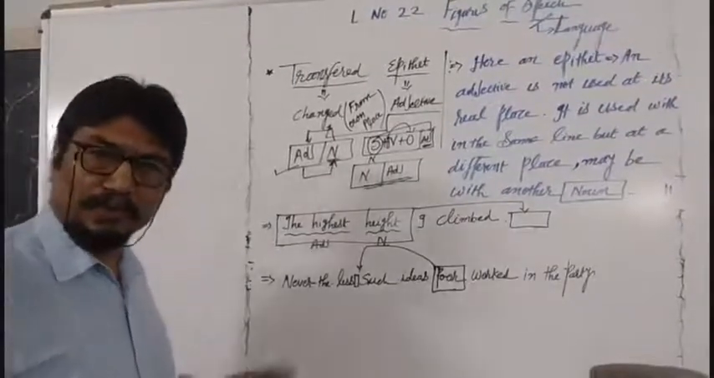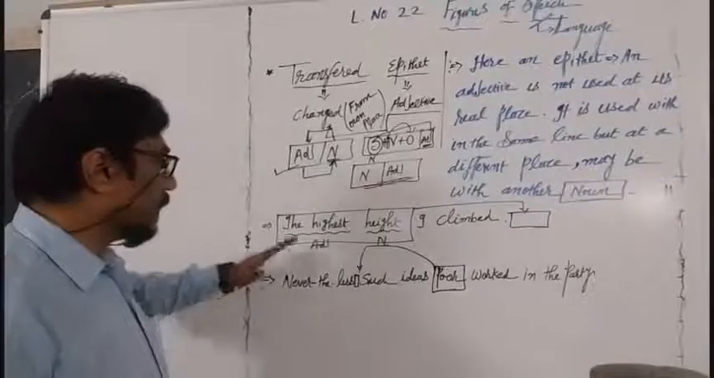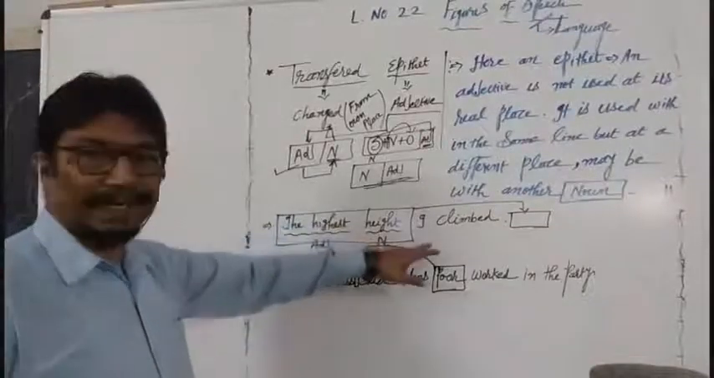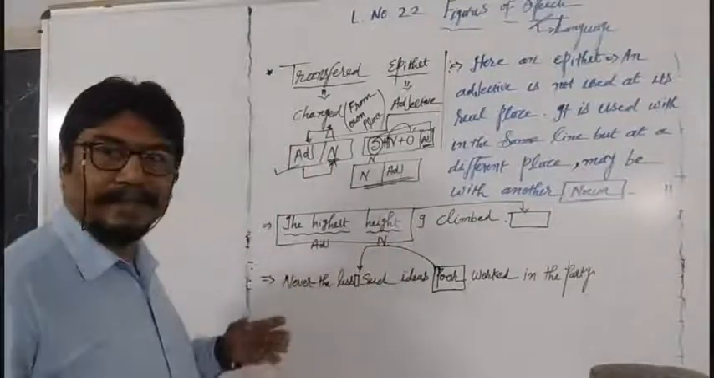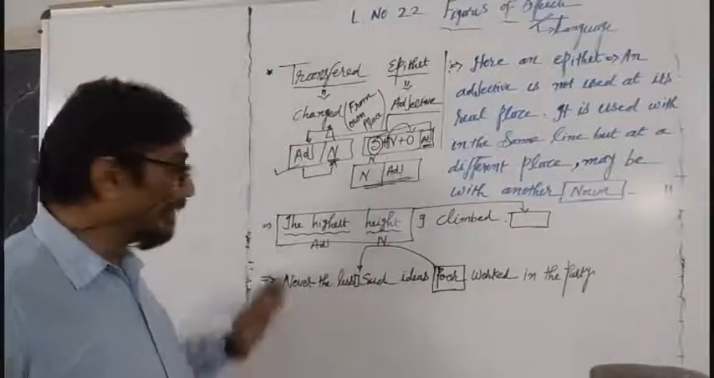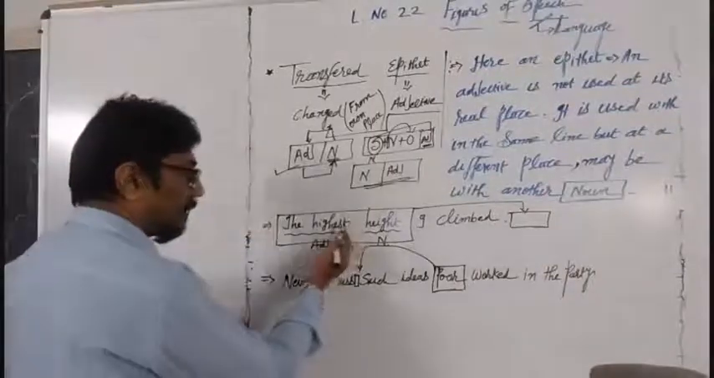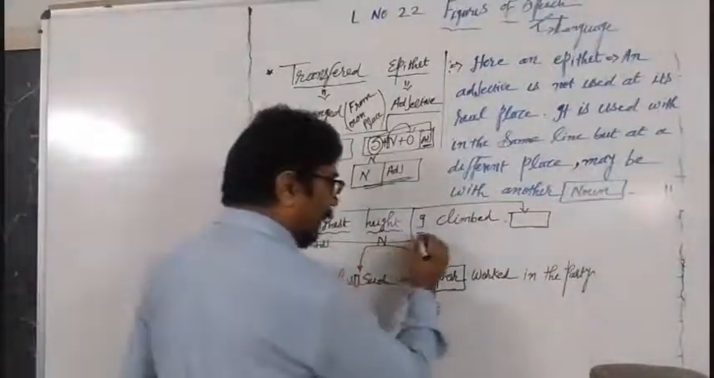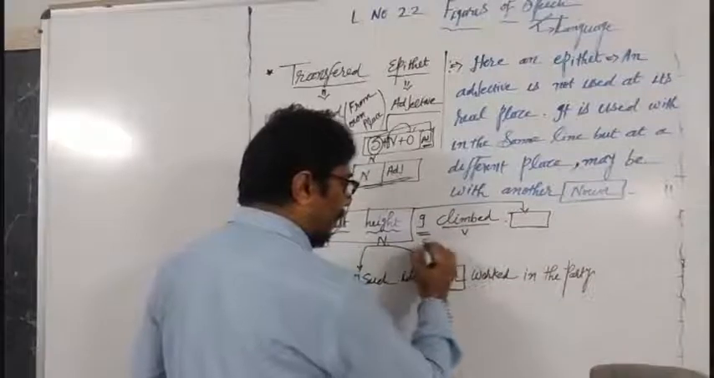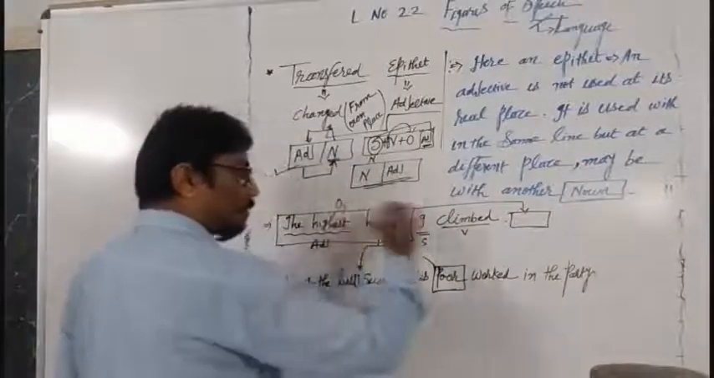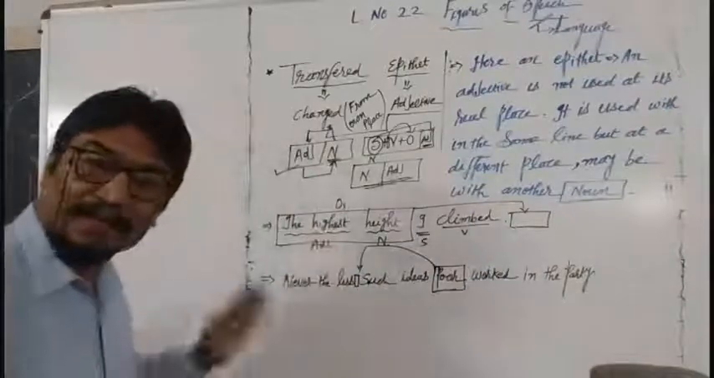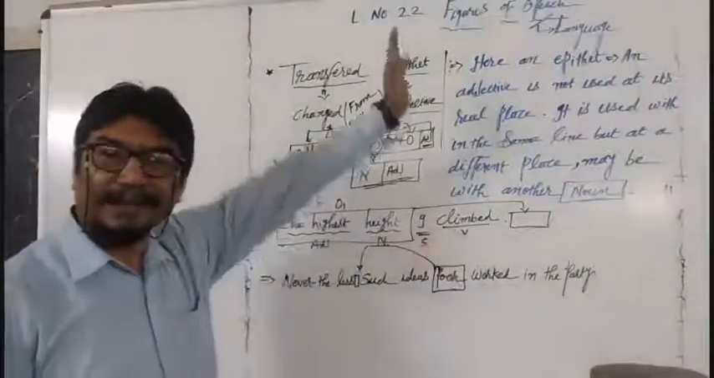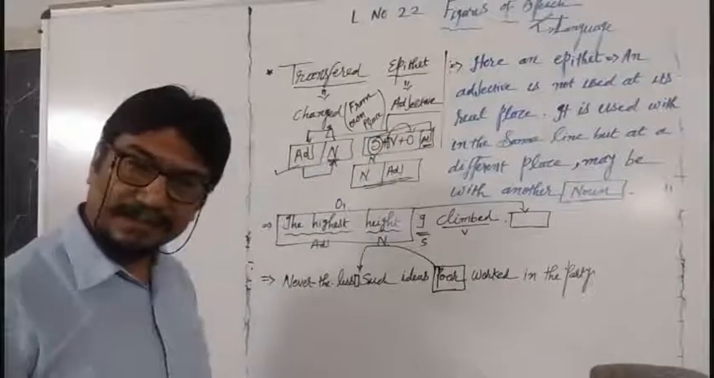So see, two more examples. The highest height I climbed. Actually, I should write I climbed the highest height. I have not written that. The highest height, this I have written first. Actually, subject I, climbed verb, then afterwards the object should be here, but the place is changed with the adjective. The highest height I climbed. Mount Everest.